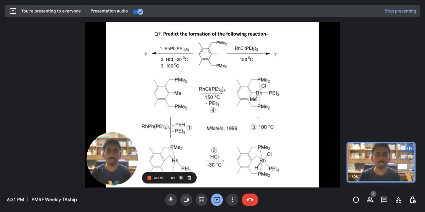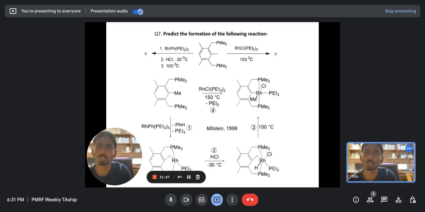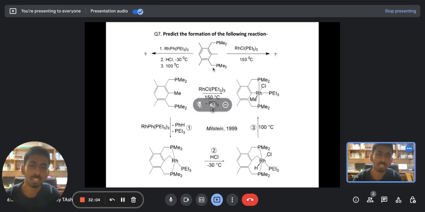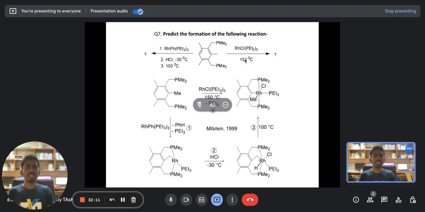This is a classic example from the renowned scientist Milstein's paper of 1999, where the reaction has been demonstrated. So let's see what is happening. Firstly, this is the molecule. You see, these have two PMe2 groups anchored at the meta positions to one another, and we have three methyl groups. Firstly, let's talk about this step. What happens when this compound is treated with RhCl(PEt3)3?